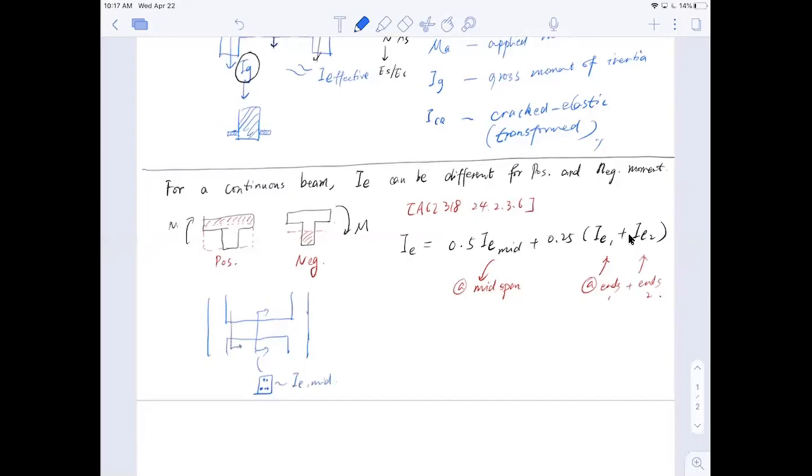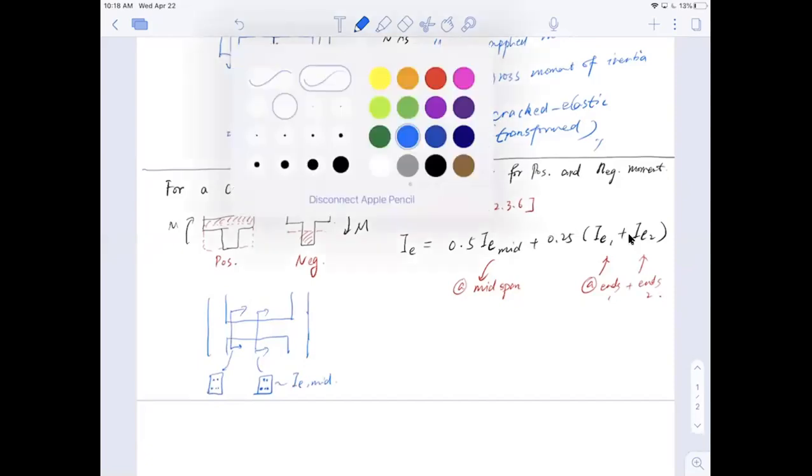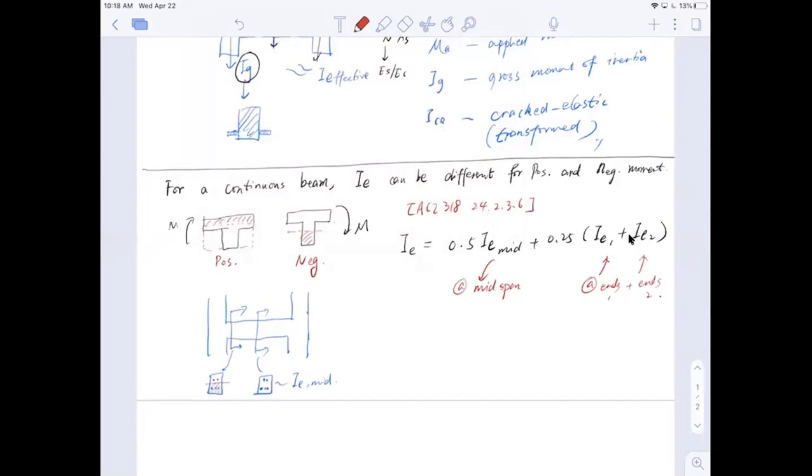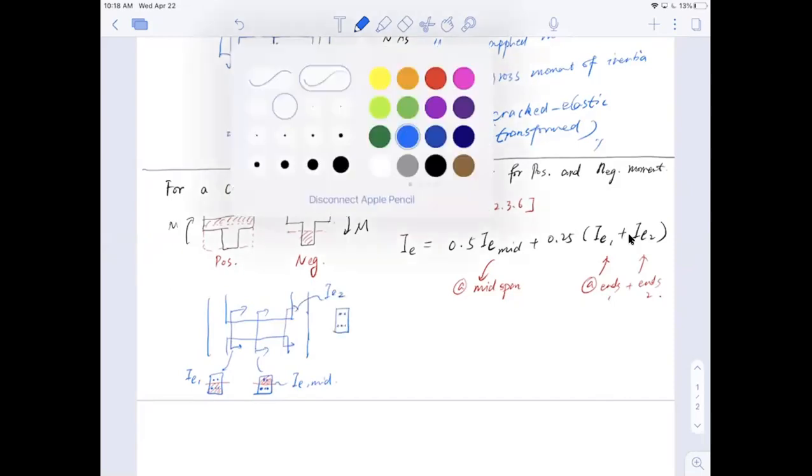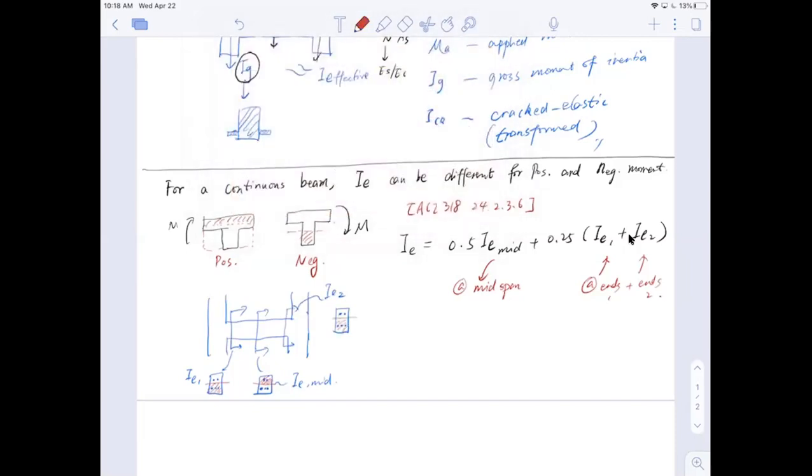And here, same section, but when I have a different compressive zone, so I'm gonna shade it. This is the compression, and this is compression. So this is IE 1, and this is IE 2. Okay. And the compression zone goes like this. So for one beam across this span, I have 3 sections. I need to take the average to get my average effective moment of inertia.